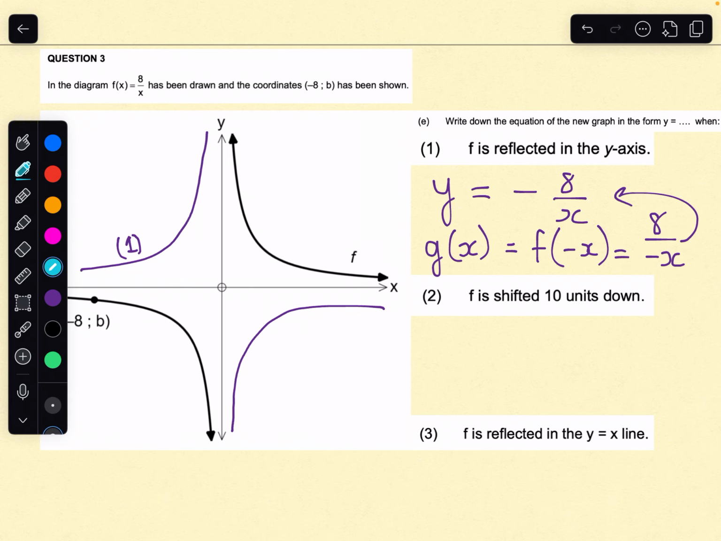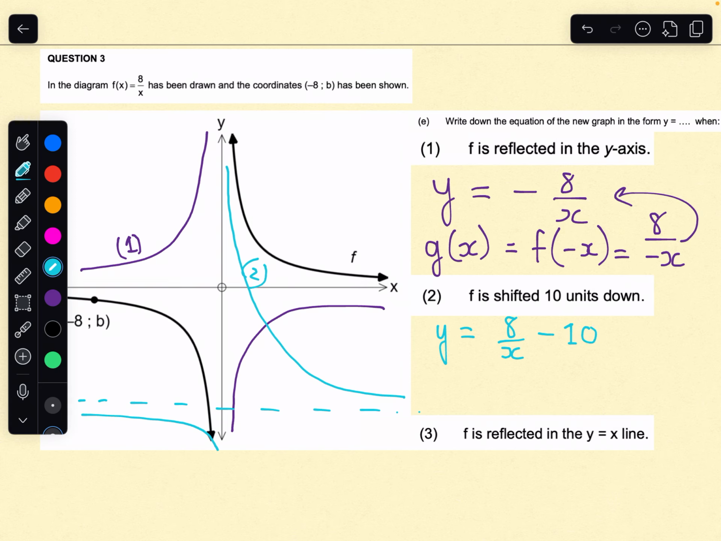Right, the next one, if f is shifted 10 units down, so let's do a different color. So if we move f 10 units down, its horizontal asymptote will also move 10 units down, and so we will have a curve like this, right? Something like that, right? So that would be curve number 2, and just looking at it visually, would be y is equal to 8 over x minus 10, right?